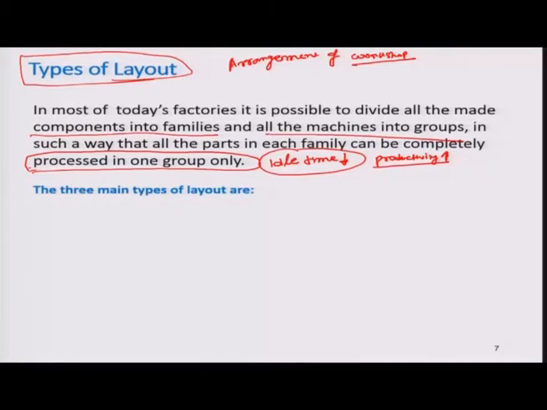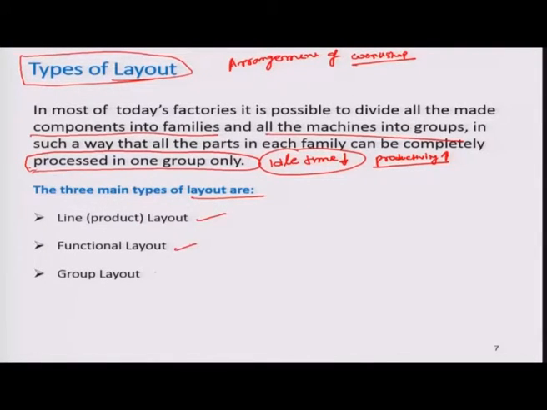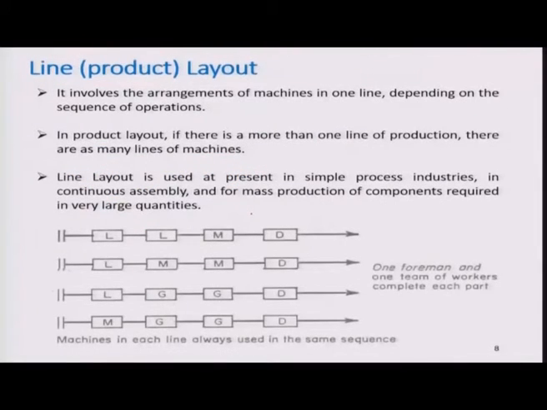Generally, there are three main types of existing layouts used in industry. The first one is line layout, which is also called product layout. The second one is functional layout, and the third one is group layout. So what is the line layout? As the name signifies, product layout involves the arrangement of machines in one line depending on the sequence of operations.